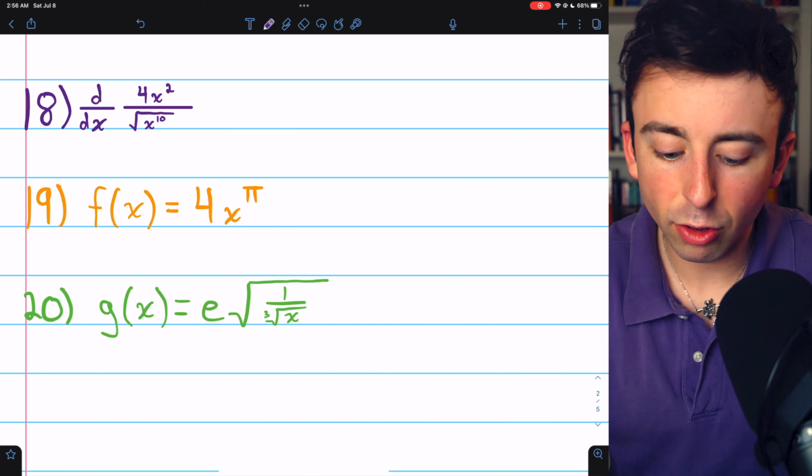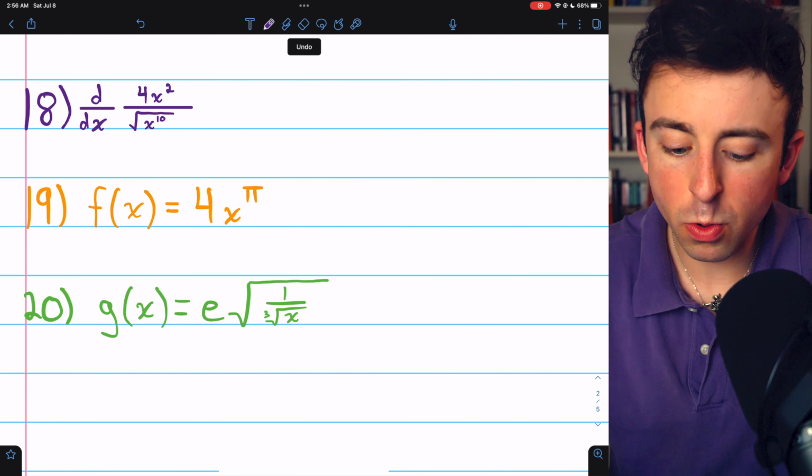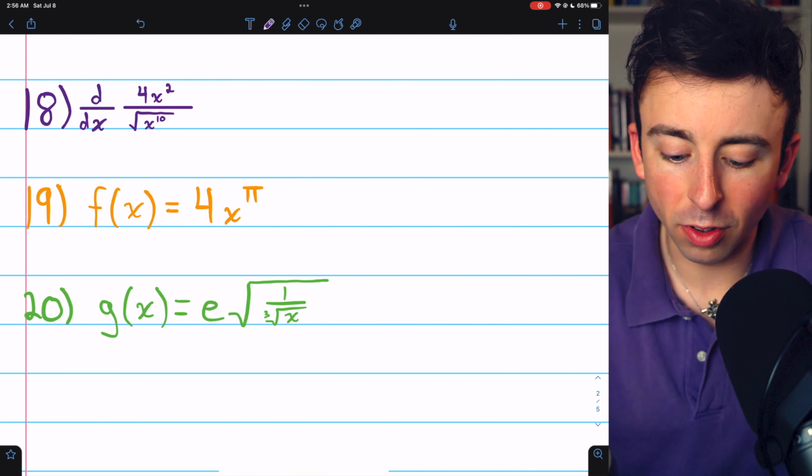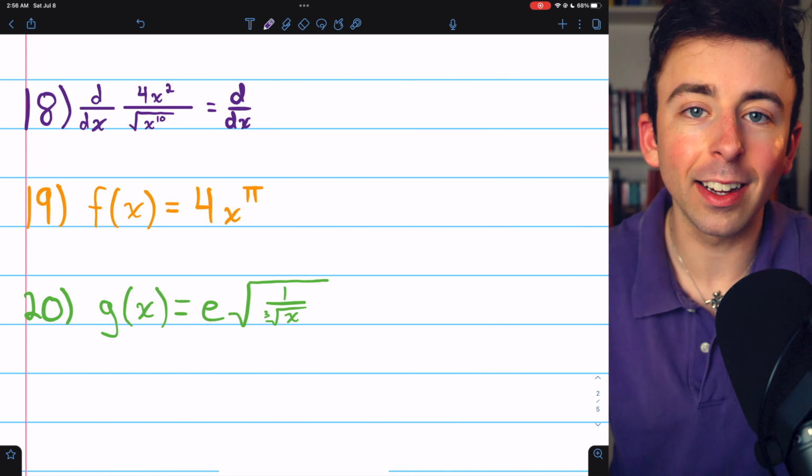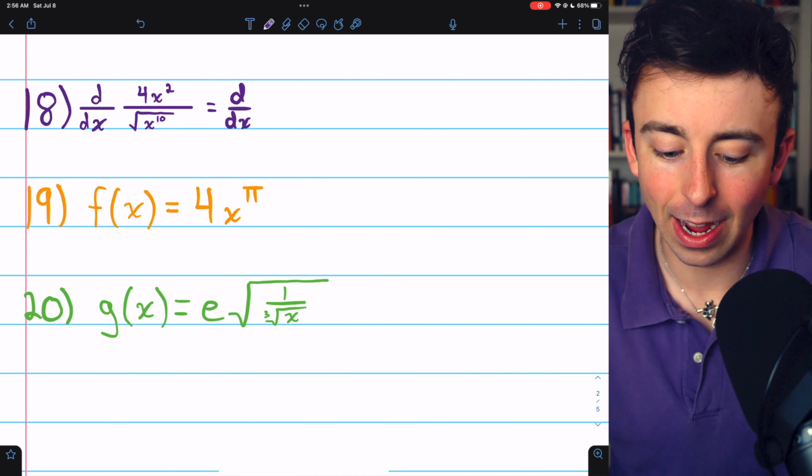This is 4x squared divided by the square root of x to the 10. We're going to have to use some exponent laws here. Let's begin by trying to rewrite this so it's just x to a power with a constant hanging out if necessary.